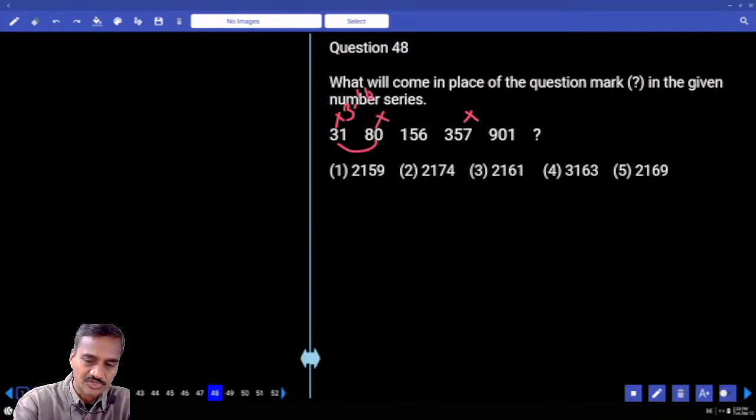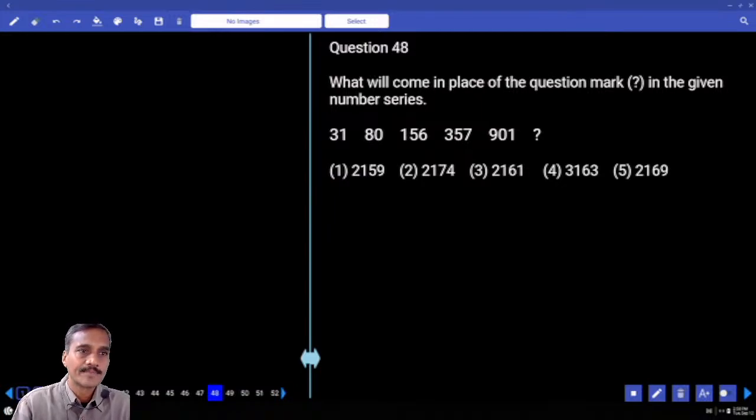Now this is 80 into how much? 80 into 2, 160 minus 4, 150, and this is into 2. Now this is not following that pattern as well. Clear? Because as the numbers are increasing at a faster rate, then you need to go for what? Product or combination. In product is not possible, combination is also not possible.